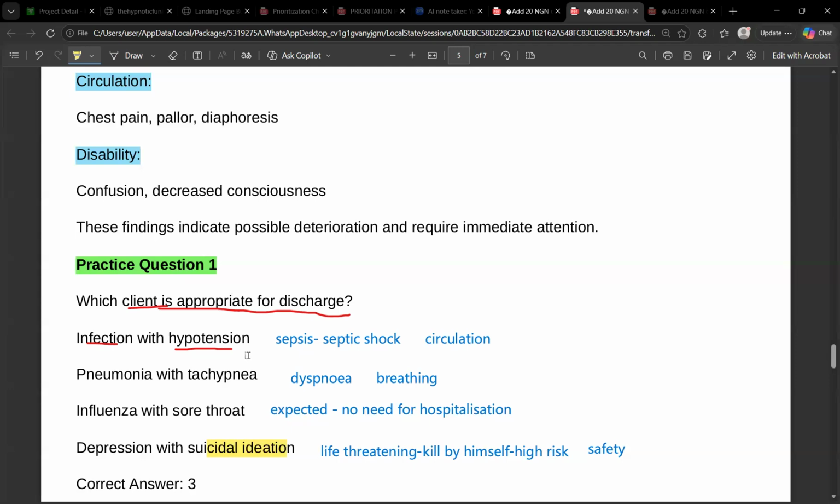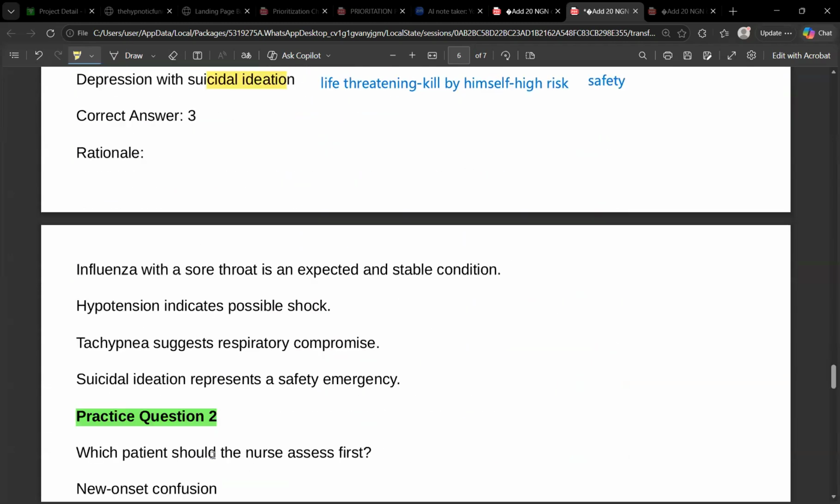That means we can correlate each option. Here the depression with suicidal ideation is the most concerning. That means here safety is the highest priority. That means we can apply airway, breathing, circulation, disability. These are the strategies we need to apply here.